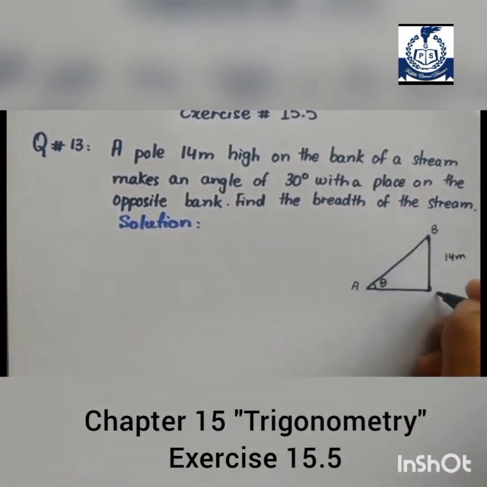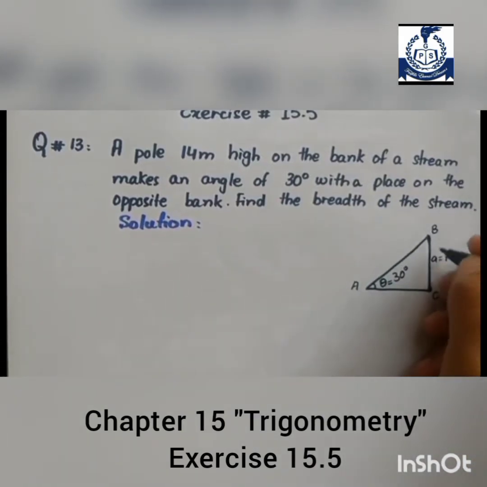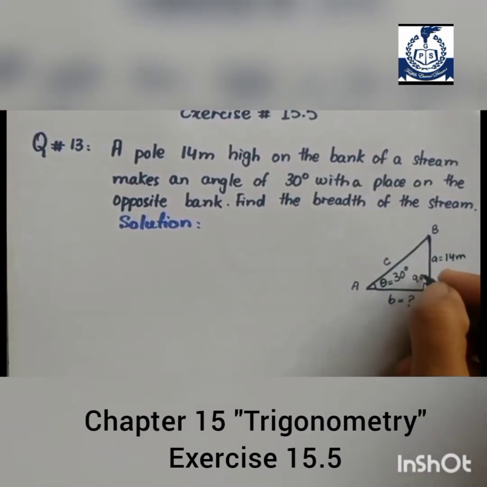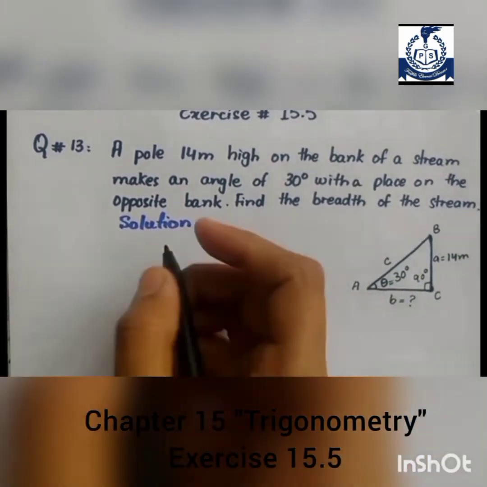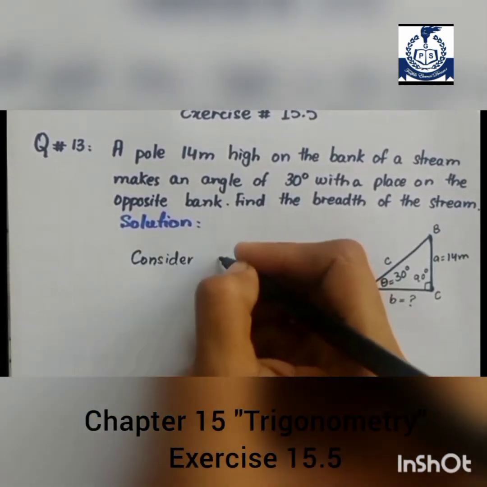So A, B and C. Theta is equal to 30 degree. A का opposite is small a, B का opposite is small b and C का opposite is small c, and we need to find out the B, breadth of the stream. Angle के opposite side हमेशा perpendicular. Okay, so we need to find out the breadth of the stream. एंगल के अपोजिट साइड हमेशा परपेंडिकुलर होती है. सो कंसिडर अ ट्रायंगल ABC.